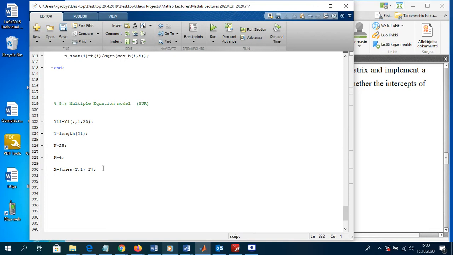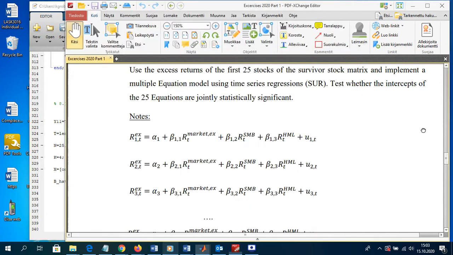Then we want to create a huge column vector. Let's call it B hat. Here in B hat, we want to store each OLS regression equation's parameter vector. So we have to do it in a for loop.